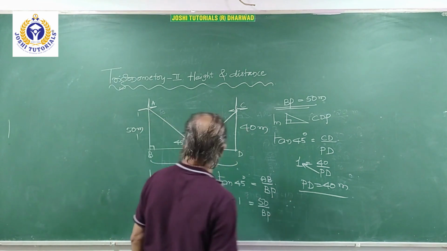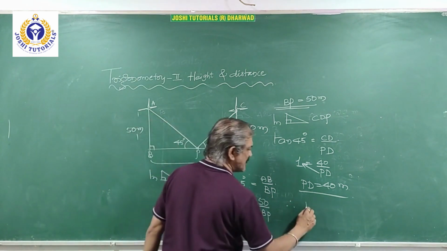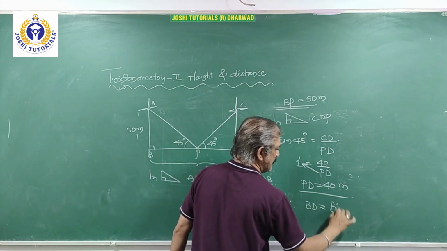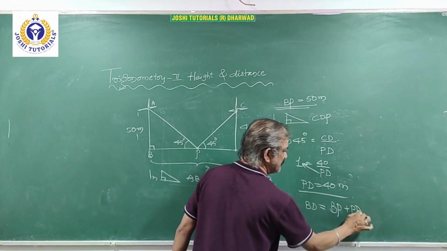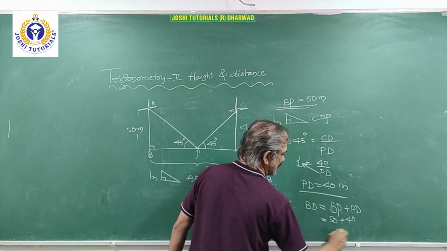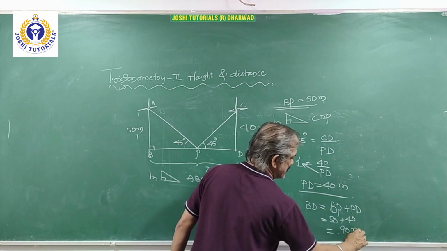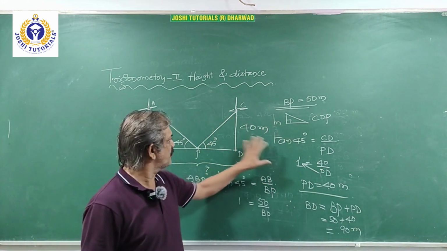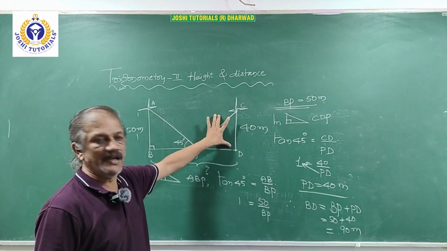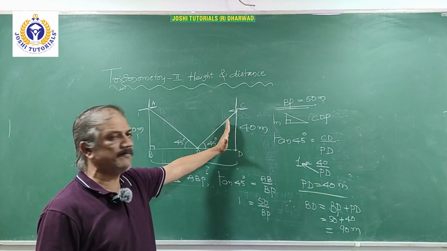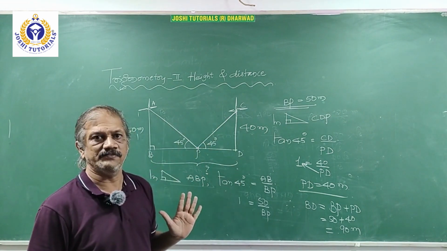You want the total distance. BD is equal to, remember, BP plus PD. That is 50 plus 40, which gives you 90 meter. So when you write tan 45, observe carefully. Read the problem carefully. Try to draw the problem diagram carefully.